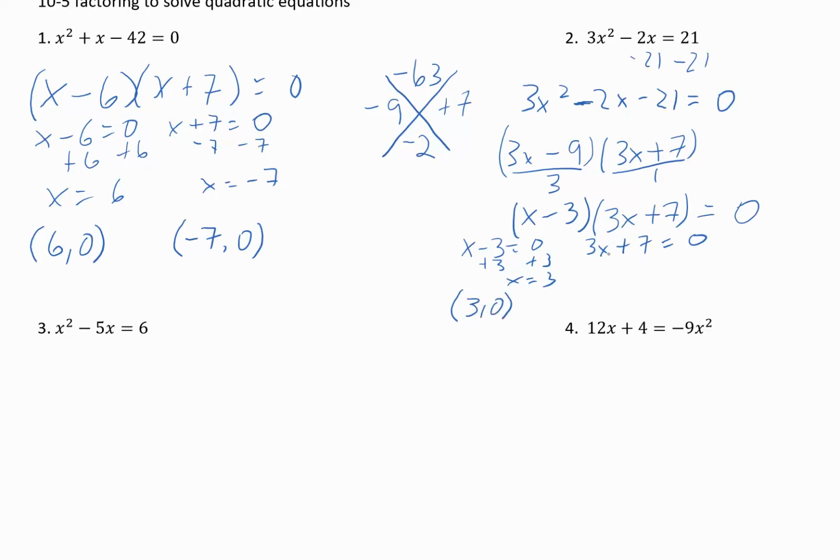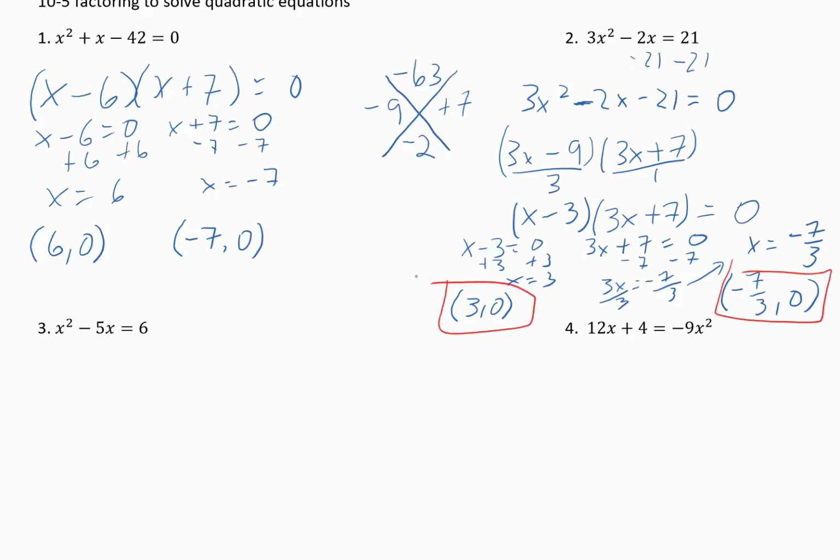Here, I need to solve for x. So this one, I need to start by subtracting 7 from both sides. So then I get 3x equals negative 7. I'm going to divide by 3, and I'm going to get x equals negative 7/3, which means in this case I got a fraction, which is okay because you can graph a fraction. So my next intercept is (-7/3, 0). So these two are the coordinates of my x-intercepts, where they cross the x-axis: (3, 0) and (-7/3, 0).